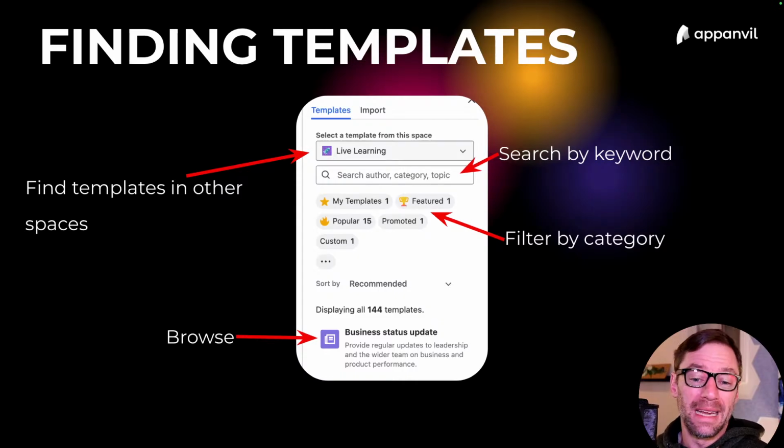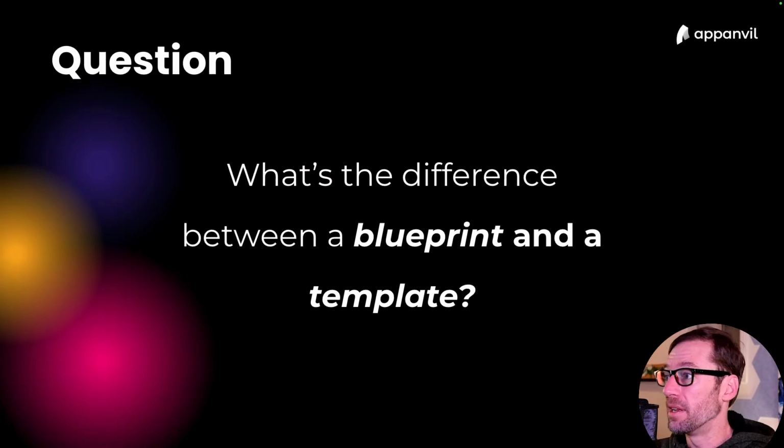You can also filter by category. I think the categories are just provided by Confluence with the exception of custom and promoted, which admins can control. And then down at the bottom, we can browse. You'll notice there are 144 templates in there. Confluence comes preloaded with a bunch. And I'll encourage you to always explore them, like pop in and just look around. And this brings me to a question. What is the difference between a blueprint and a template?